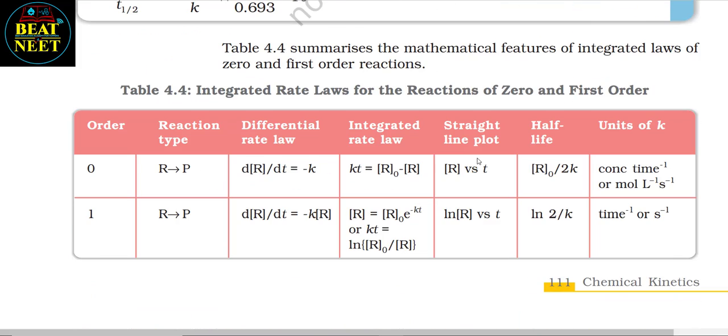Now Table 4.4 summarizes the mathematical features of integrated rate laws of zero and first-order reactions. This is Table 4.4, integrated rate laws for reactions of zero and first order.